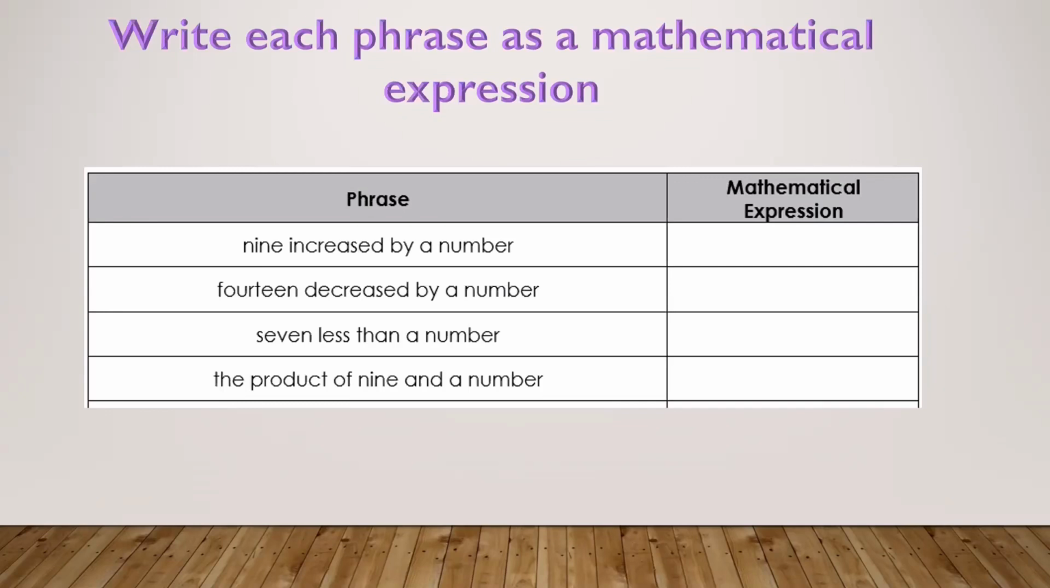Okay? Well, if you said increase is add, you are correct. It means I have 9 and I increase it by n. Now, a lot of you might have made up a number. If you're ever given something that says by a number, that's something we don't know. So again, based off our definitions, we use a variable. You can't just make up a number.